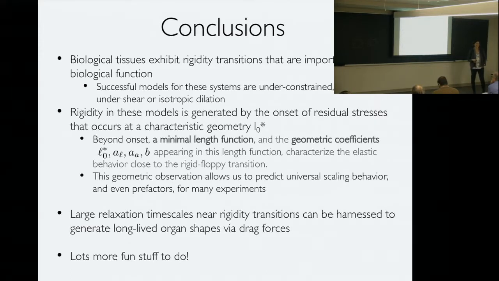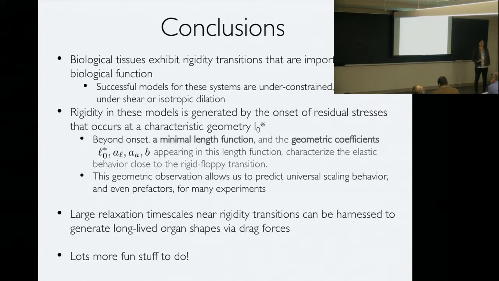Biological tissues exhibit rigidity transitions that are important for biological function, and one of the most important points, I think, is that successful models for these systems are under constraint. If you did constraint counting, you would say they're never going to be rigid.